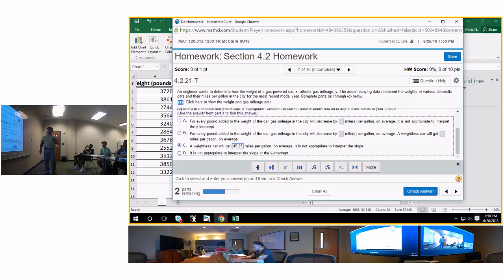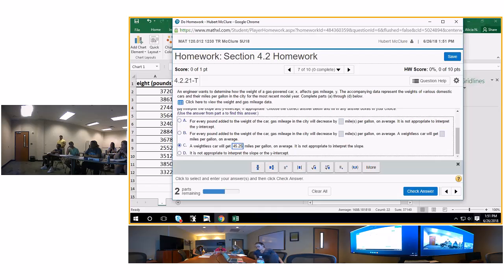Okay, what's wrong with C? It's not possible. Even though you're saying 0 pounds, the context of the question and your common sense says there ain't no way. So C is not the answer. Now, why did I pick C? I picked C because I wanted to make a point. You can't have a weightless car.